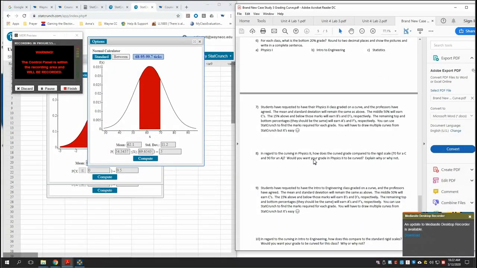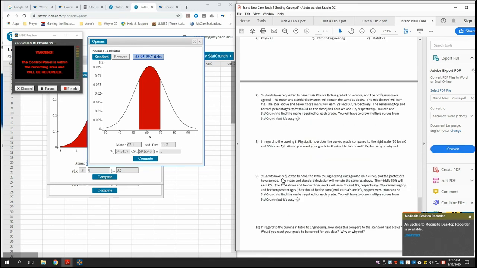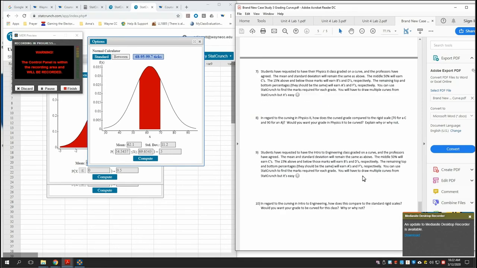Now you're going to have to figure out the rest of those, but this curve will be symmetric. Actually, the curves in 7 and 9 are going to be symmetric, and you'll have to draw multiple curves, but it is really easy to do. And 8 and 10, discuss that in a complete sentence.